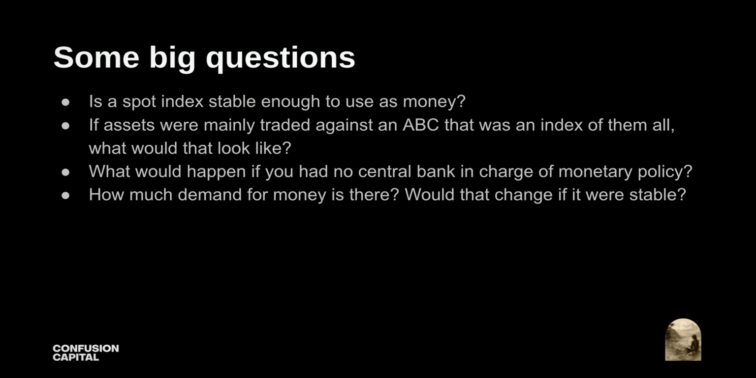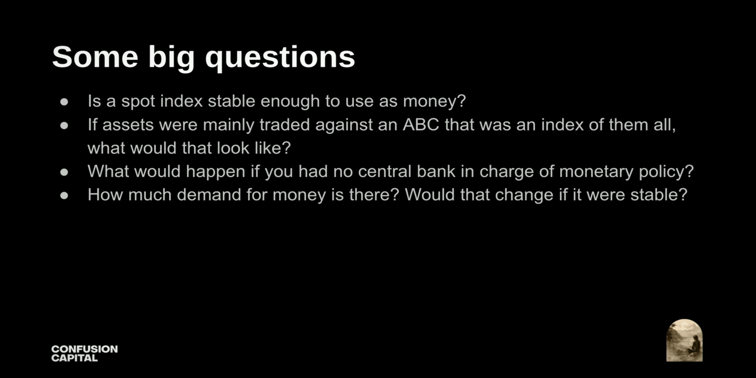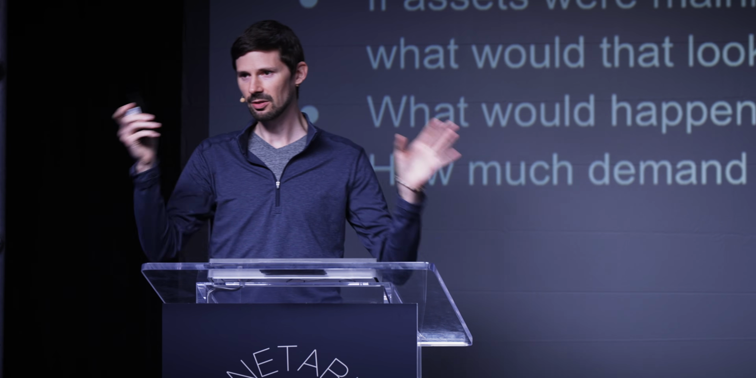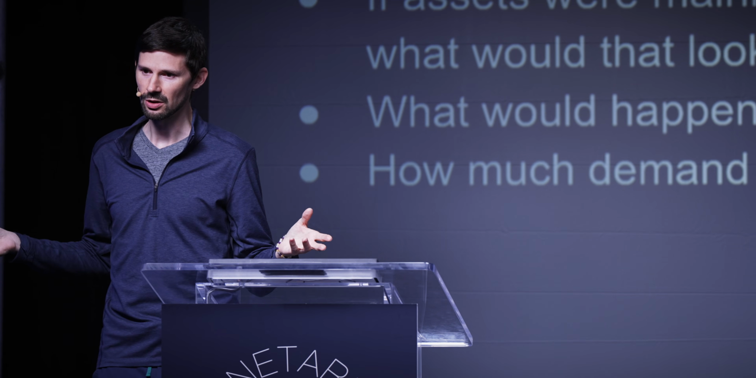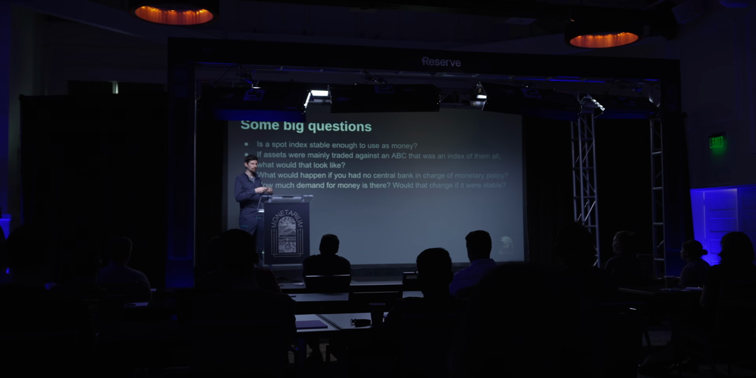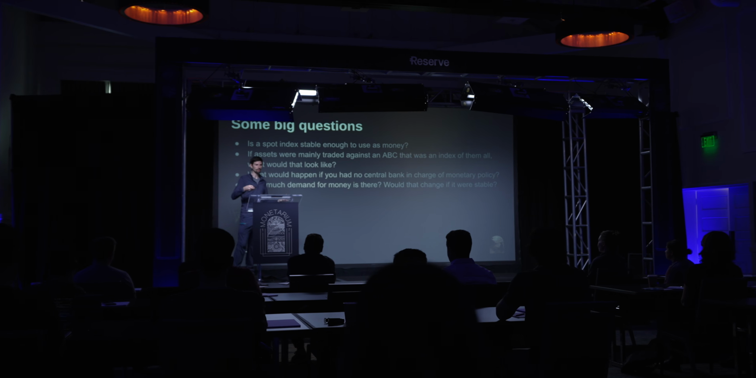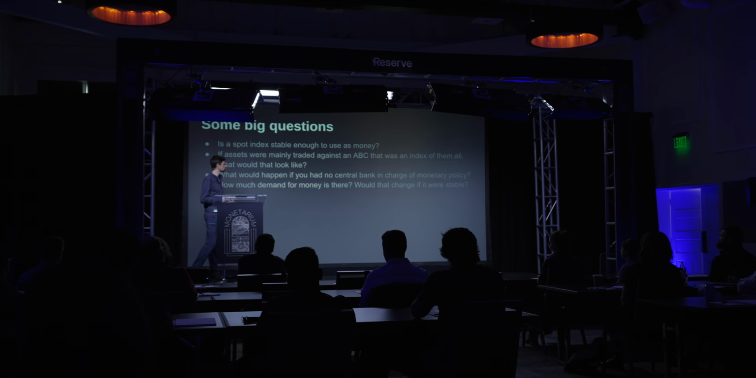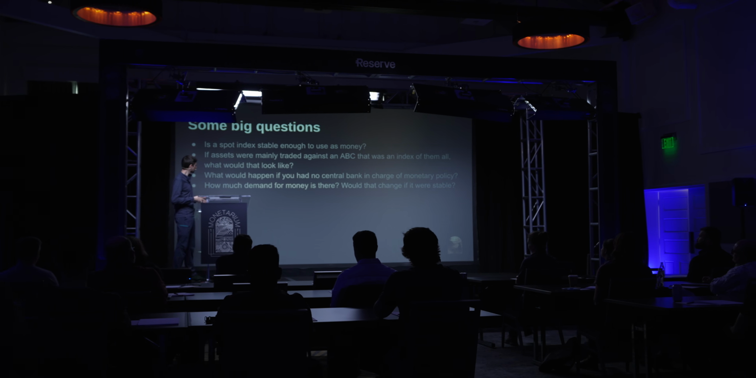Is a spot index of assets stable enough to use as money? The basic, simplistic idea of reserve is to just diversify enough, have an index of everything, and then that'll be stable enough to use as money. But what if it's not stable enough? What if equities and commodities and so on, because of speculative forces, just end up gaining and losing market value too much? What do we do about that?